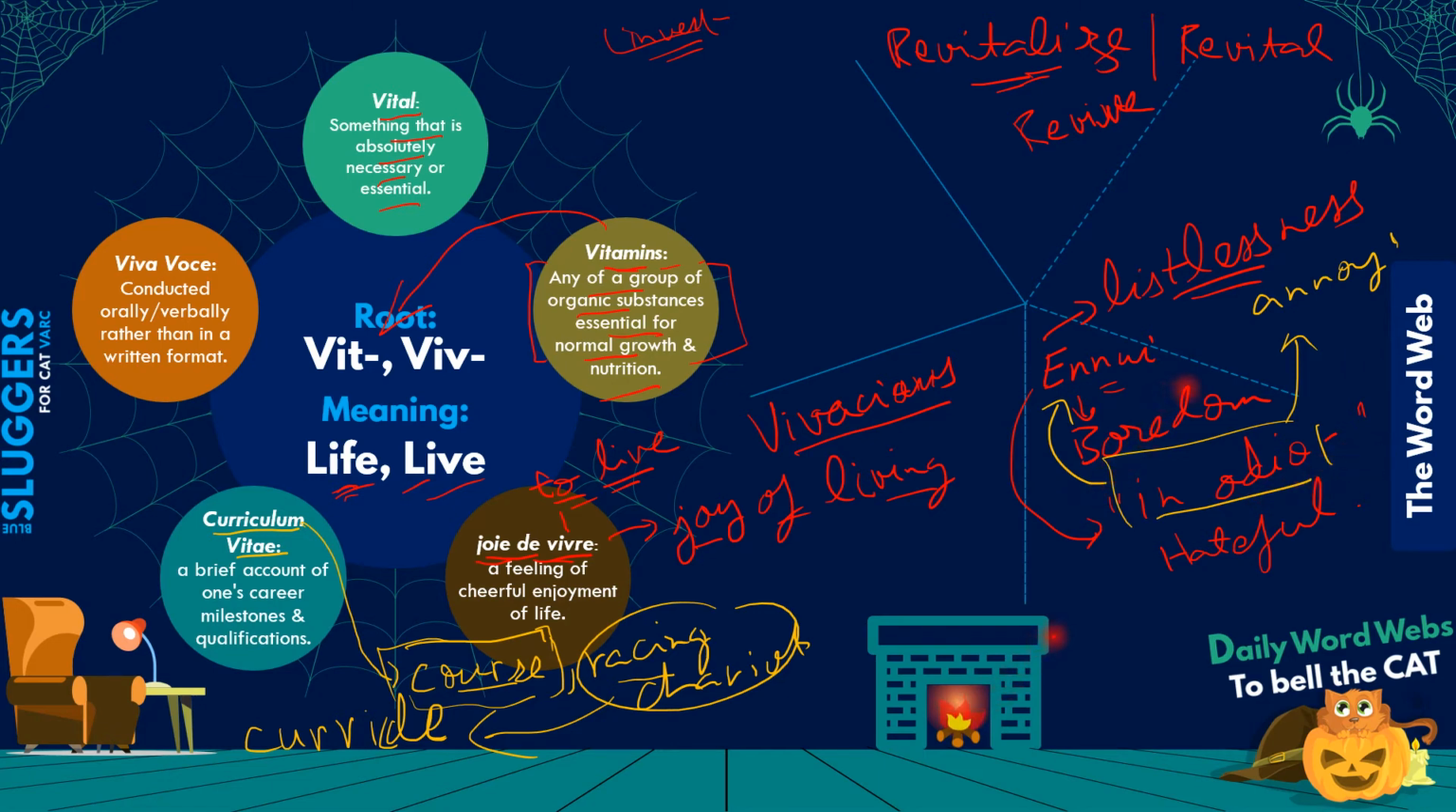What is curriculum vitae then? Curriculum vitae is basically a document that has a brief account of one's career milestones and qualifications. The way you can think of curriculum vitae is like it basically showcases all the vital elements, all the milestones and qualifications. Vitae is for life, right? Important. All the important elements and milestones that you may have achieved in the course of your career, right? And hence your CV, right? Which you take to your job interviews.